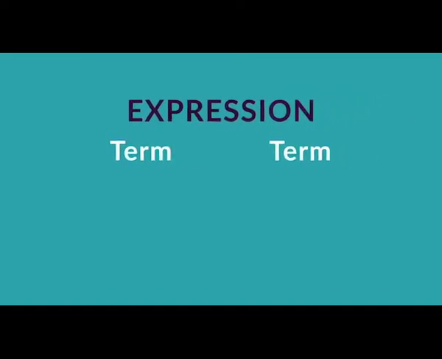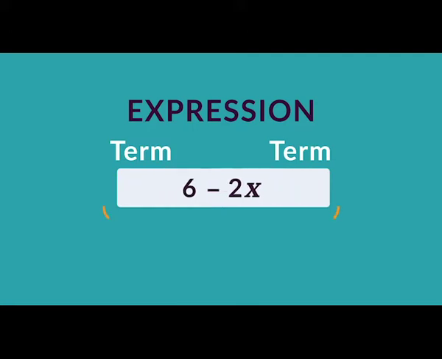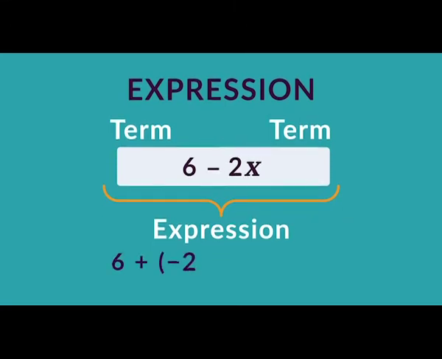Look at the following terms, 6 and minus 2x, which is the same as minus 2 times x. If we add the two terms together, we get the following expression, 6 minus 2x. An algebraic expression is composed of terms separated by plus or minus signs. Note that adding a negative term is the same as subtracting a term. So we could actually say that an algebraic expression consists of terms separated by plus signs, because the sign of the coefficient is part of the coefficient itself.